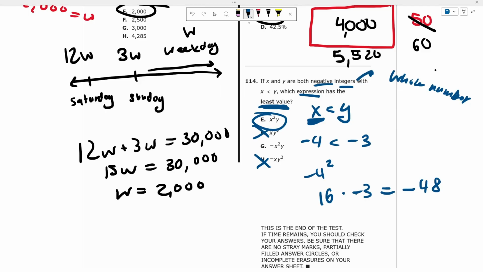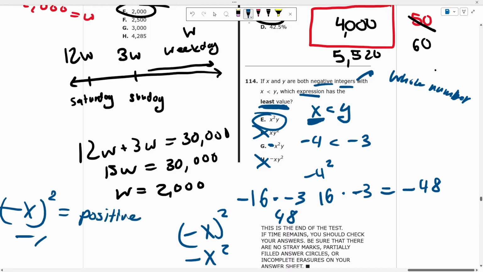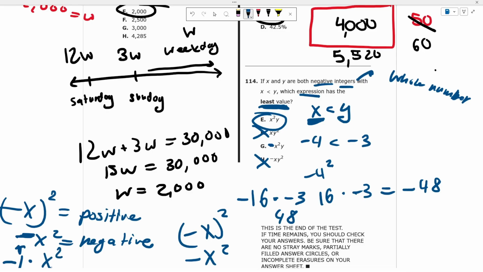The reason why it's not G is because if you square negative 4, you get 16. But because it's not (negative x) squared, it's negative x squared, there's a negative 1 here, which turns this into negative 16. Now, negative 16 times negative 3 is going to be positive 48, which is actually going to be the biggest value, not the smallest value. So pay attention to these negative signs. Always remember that (negative x) squared is always going to be positive, but negative x squared is always going to be negative. Okay, so the parentheses matter. This negative is just an imaginary negative 1 times x squared. So it's actually going to make whatever you're squaring turn into a negative number.